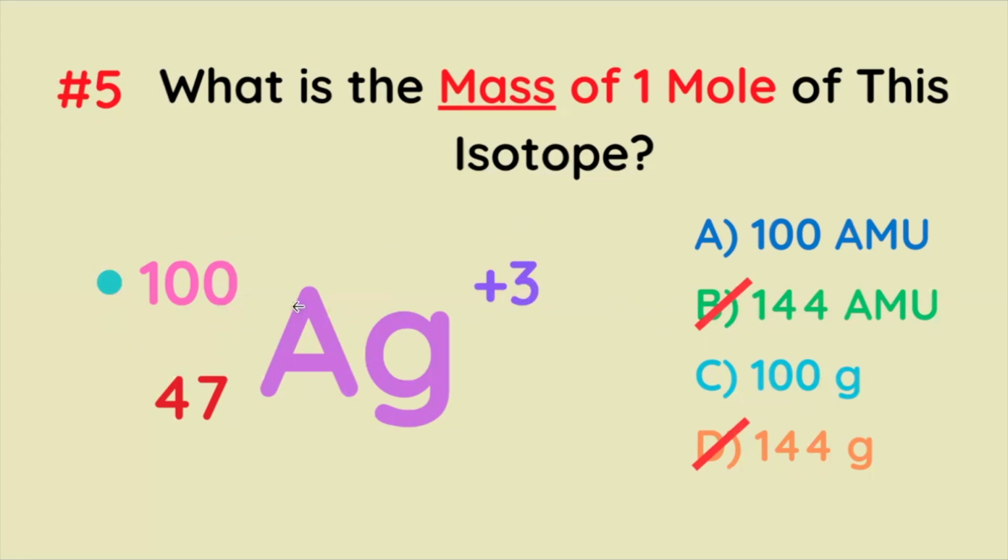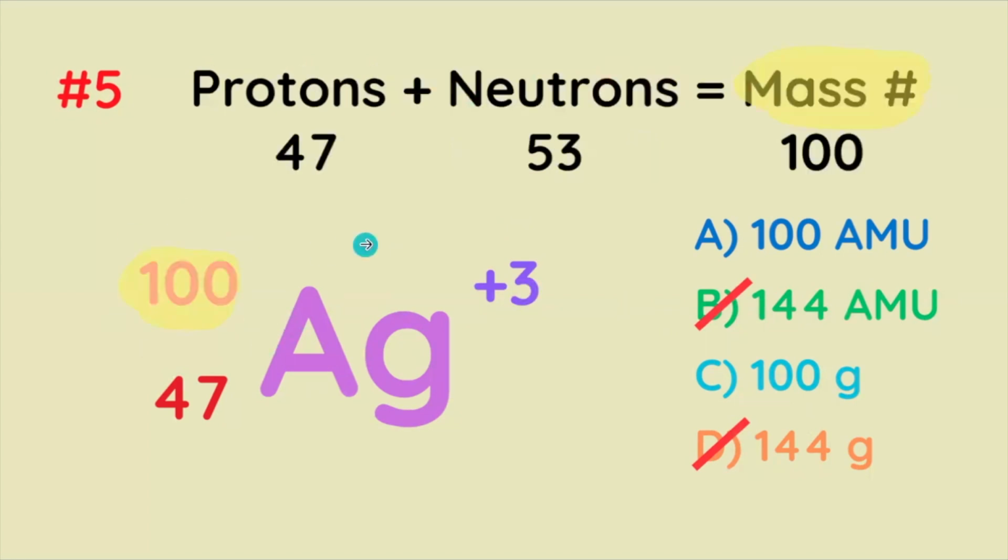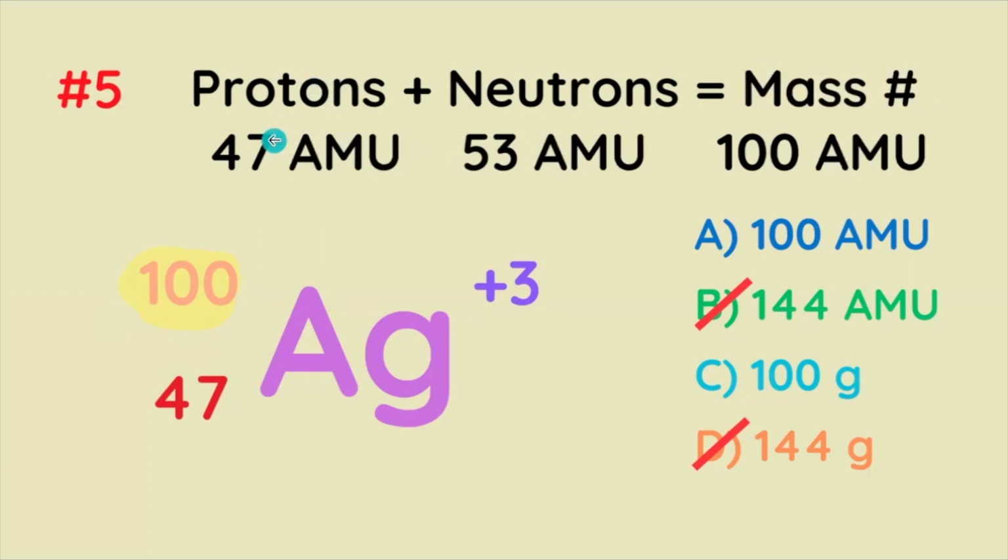Instead, we're going to look at the mass number. Mass number is the total number of protons and neutrons, the 2 subatomic particles that actually contribute to the mass. And given that there are 47 protons and 53 neutrons, 1 proton and 1 neutron each weigh 1 atomic mass unit, then we're going to have 100 AMUs as the mass of a single silver isotope of this particular kind.